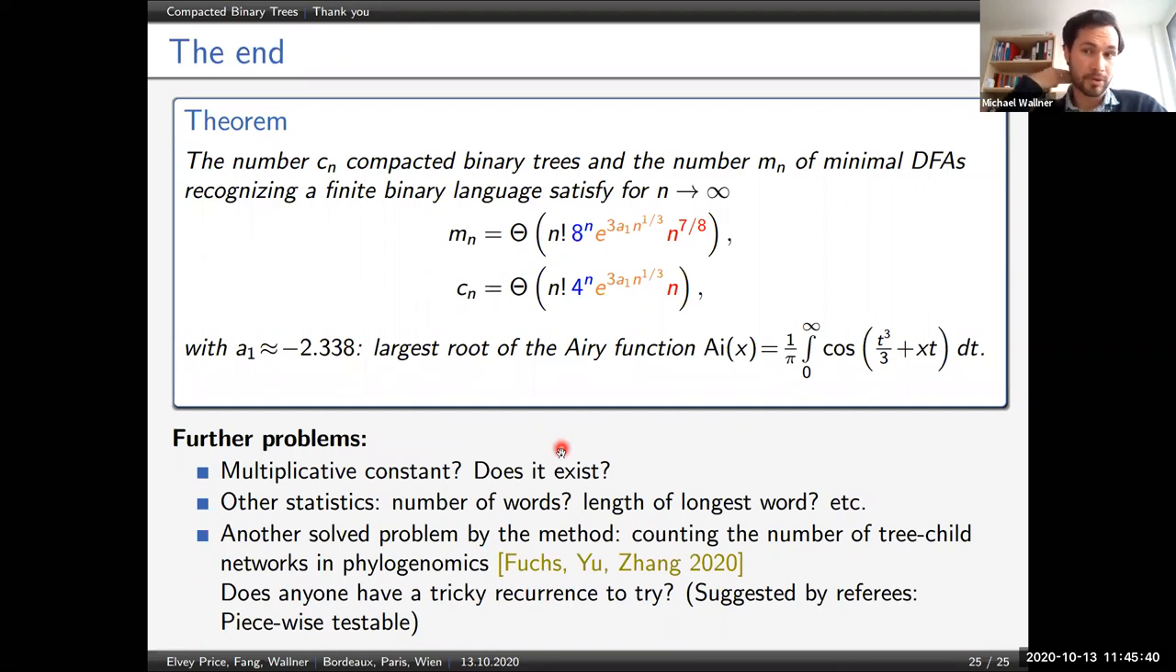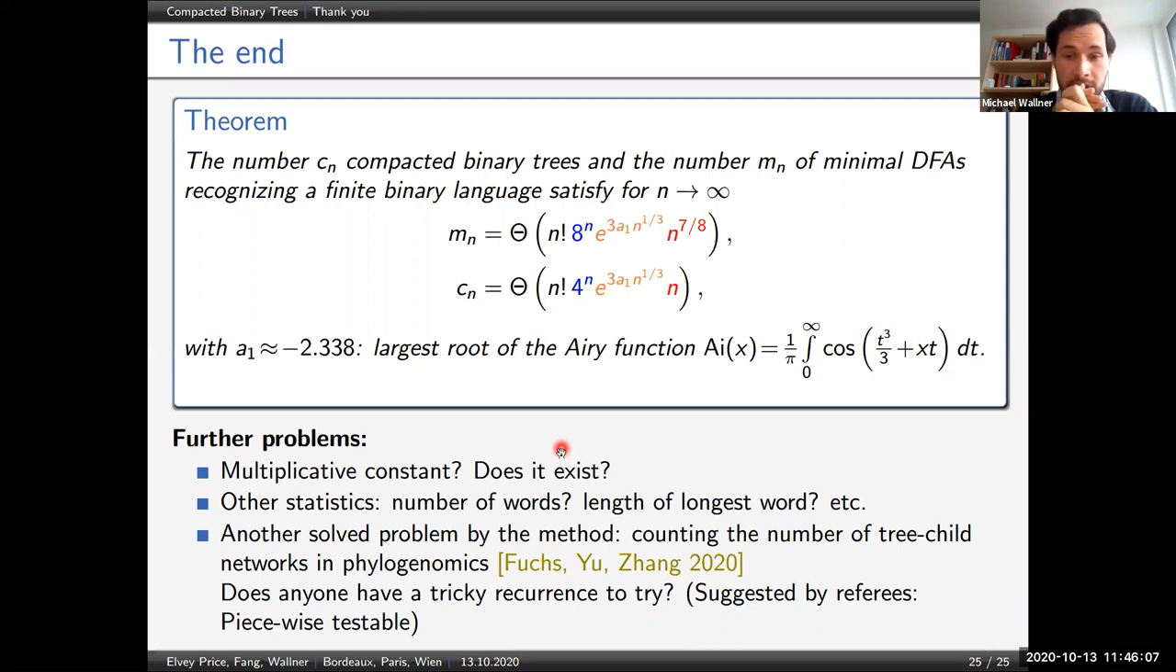So further problems, what I've mentioned previously, multiplicative constants. We don't even know if it exists, could fluctuate, we don't know. Then of course, it's interesting now that we have a handle on this object, to study some statistics. Number of words in these languages, what is the length of the longest word in minimal languages and so on and such stuff. And then of course, we're always interested to apply our stuff to other problems like the one from Antoine. It looks very promising and very interesting, very tempting.